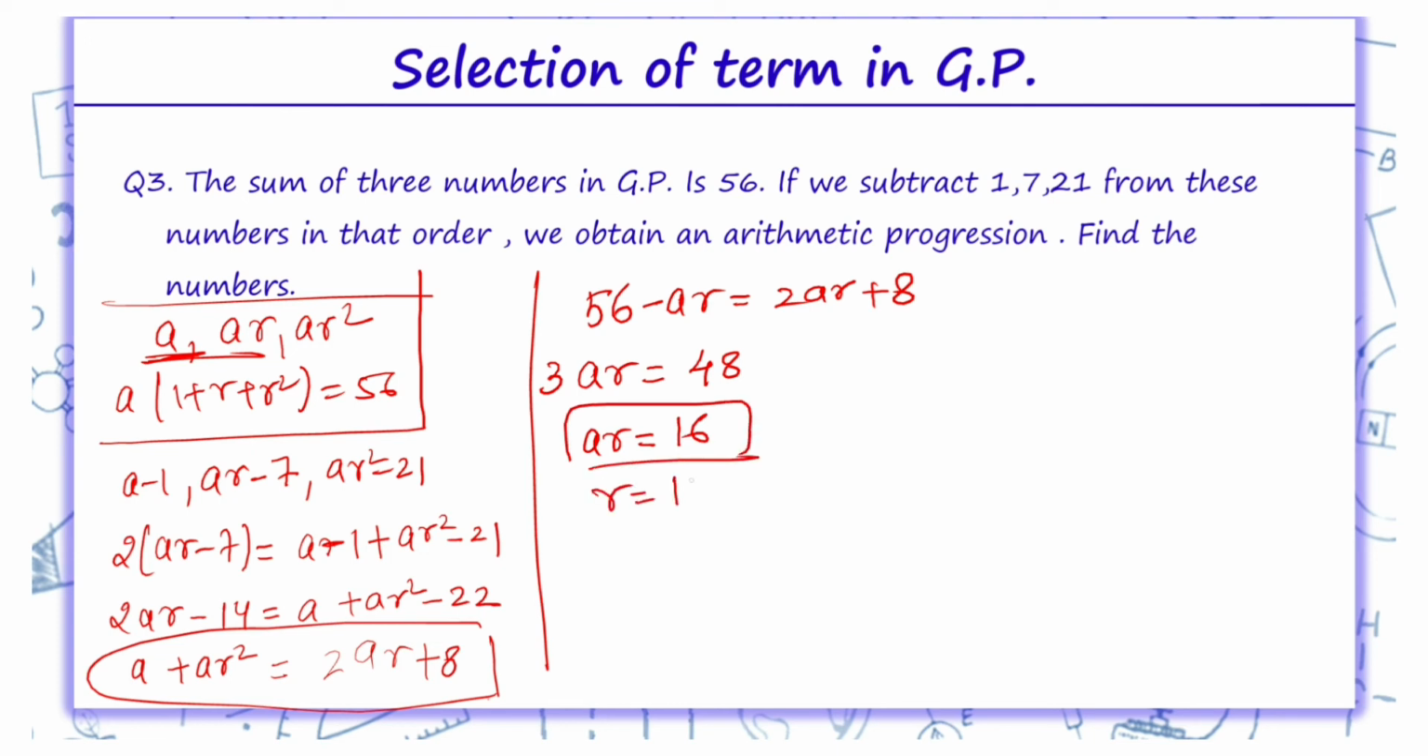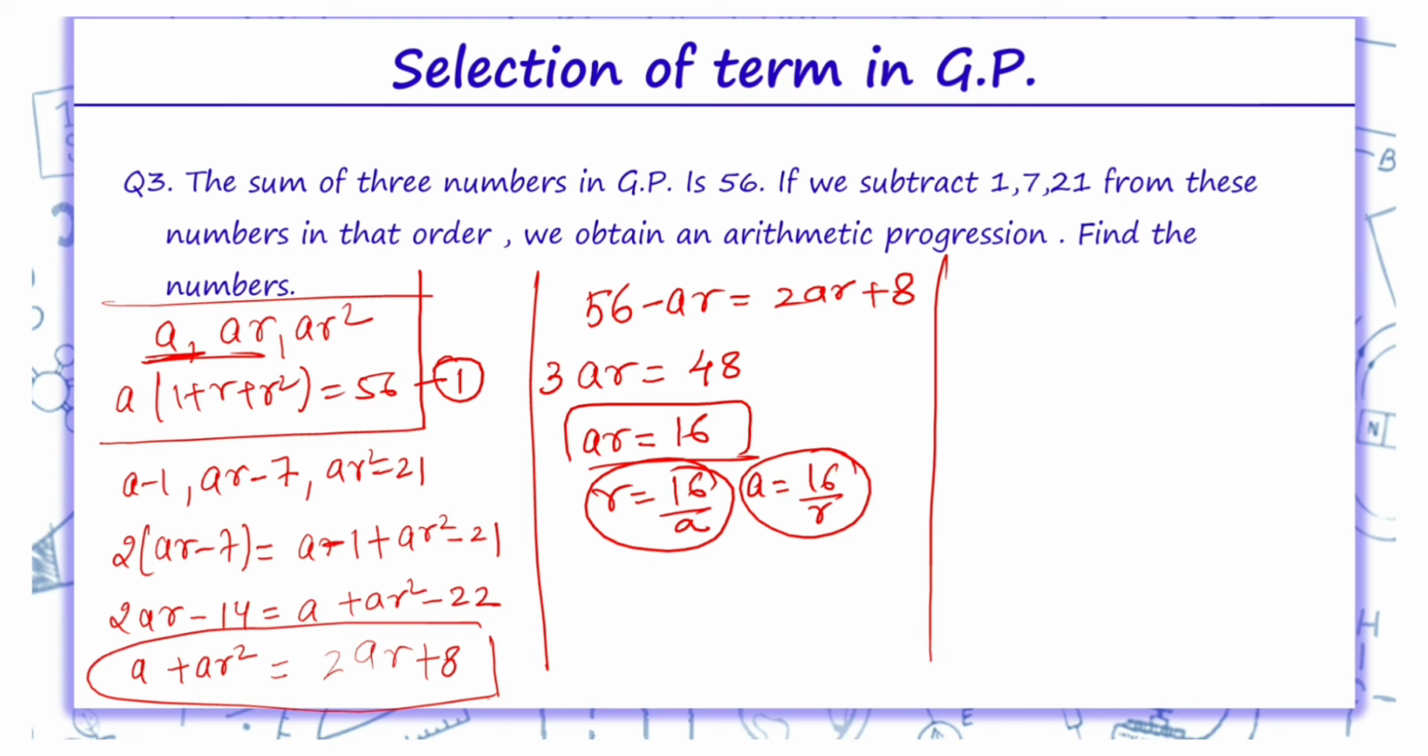So R is 16 by A, or we can also write A is 16 by R. Now what we'll do, we'll substitute this value in equation number 1. So substituting A over here, the value of A is 16 by R into 1 plus R plus R square equals 56.